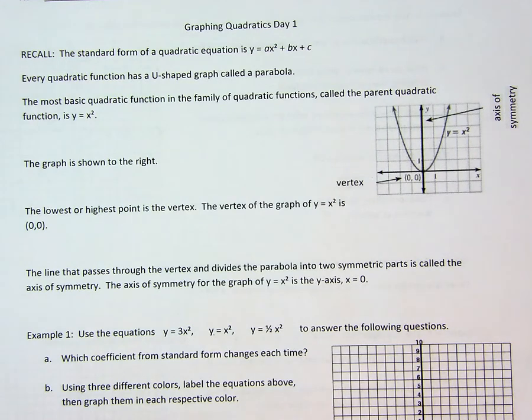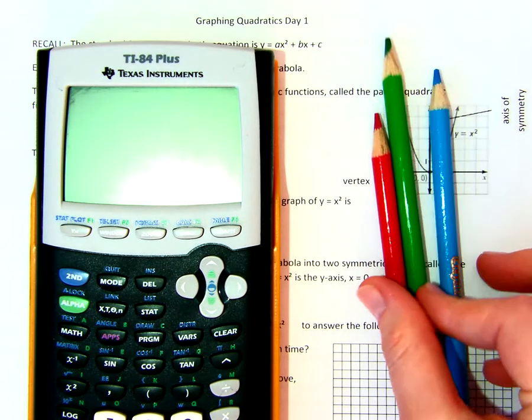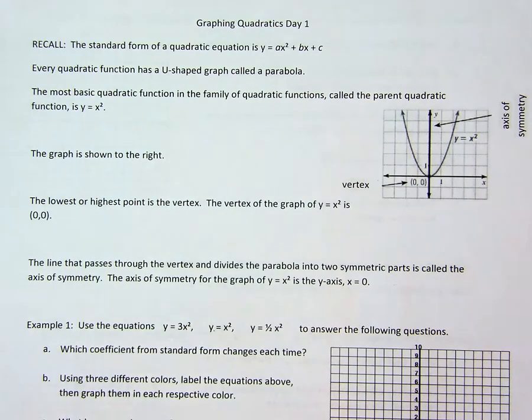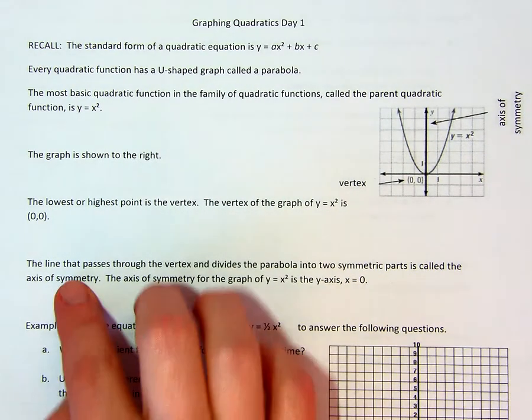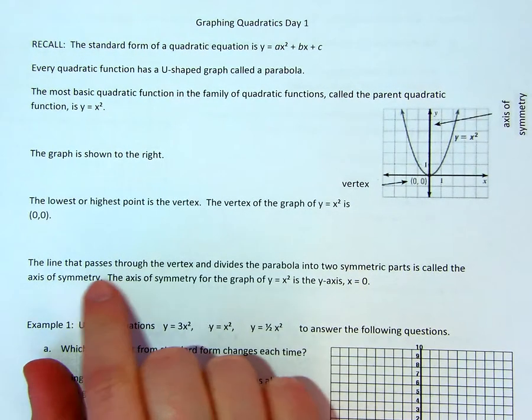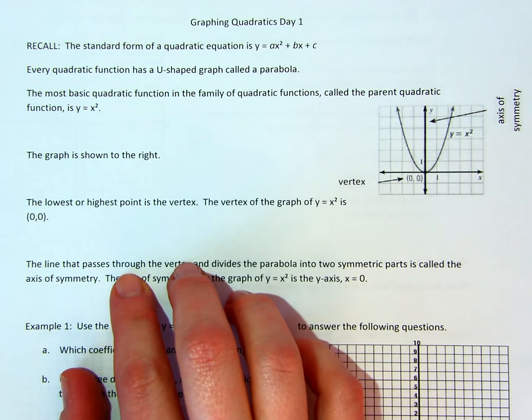Okay, for today's lesson, you are going to need a graphing calculator. You're going to need at least 3 colored pencils, and you will need this sheet. So the first thing that you need to do is pause the video, and write down all of these definitions. I've left a big open space for you. These are things we've already talked about, but we're going to write them down again just so that we can help recall them.